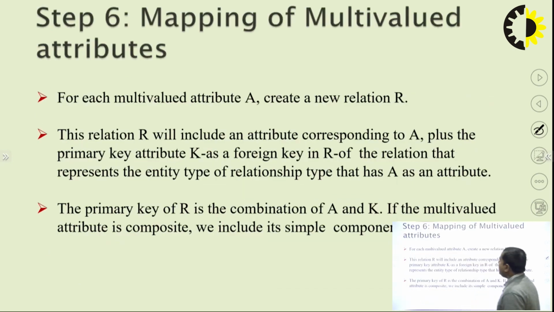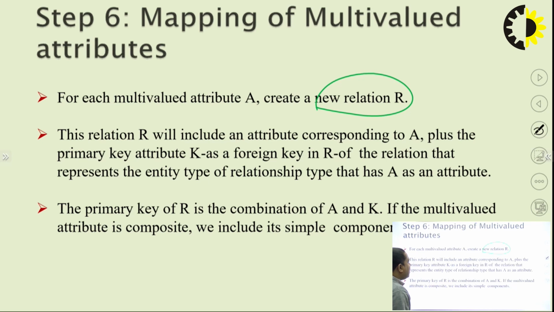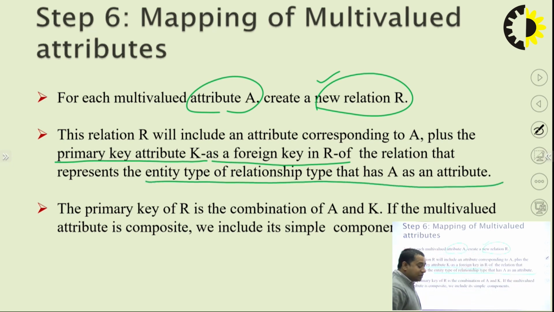Moving to the next, in step 6, mapping of multi-valued attributes. If we have some multi-valued attributes in our ER model, then how do we convert them into our relational model? For each multi-valued attribute A, we have to create a new relation R. This relation R will include an attribute corresponding to A, the multi-valued attribute, plus the primary key attribute K as a foreign key in R. What is R? R is the newly created relation that represents the entity type or relationship type that has A as an attribute.